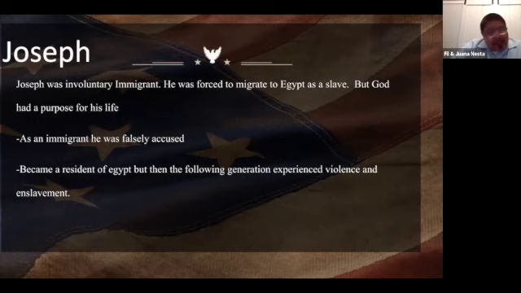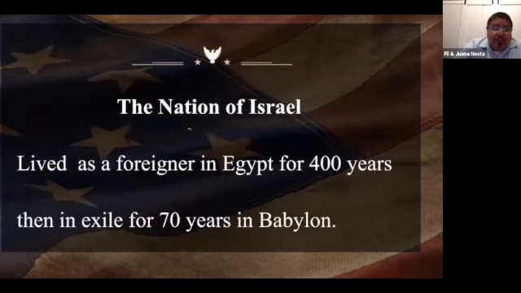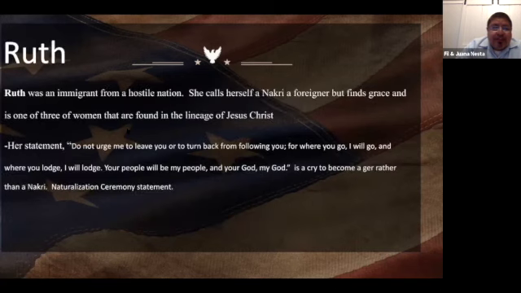He became a resident of Egypt, but then following his generation, his people experienced violence and enslavement. And Israel was there for 400 years. So the nation of Israel, they were foreigners in Egypt for 400 years. They were also exiled into Babylon for 70 years.